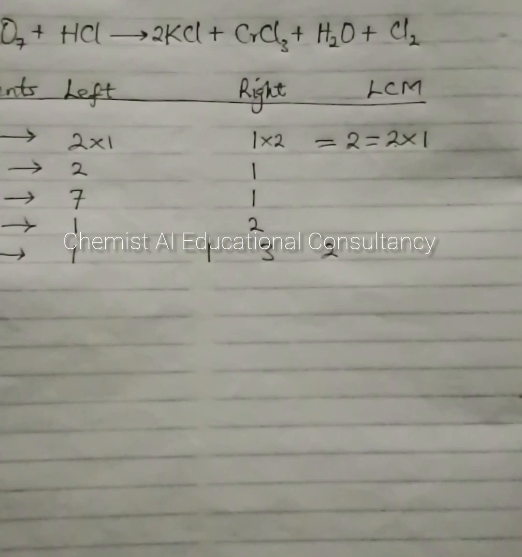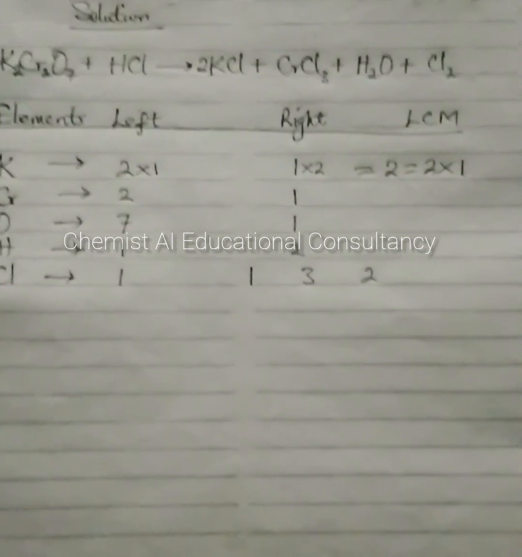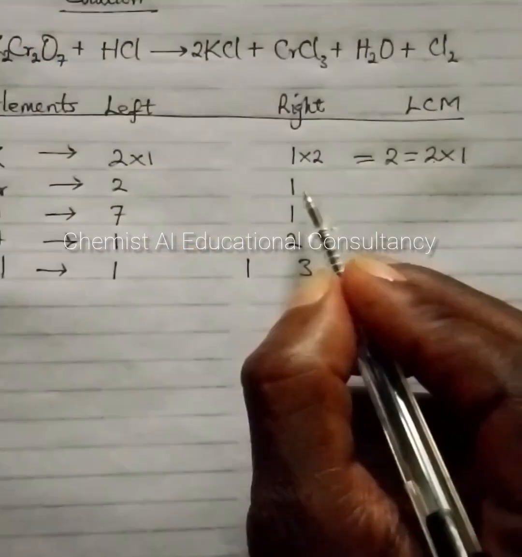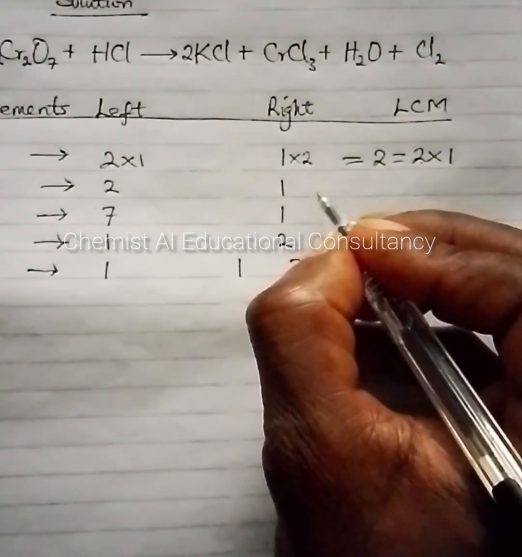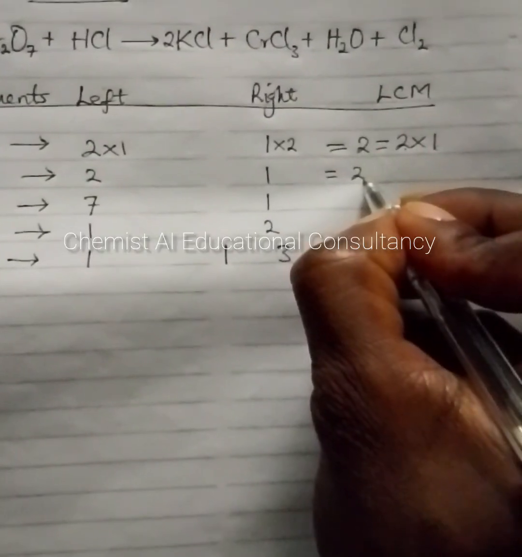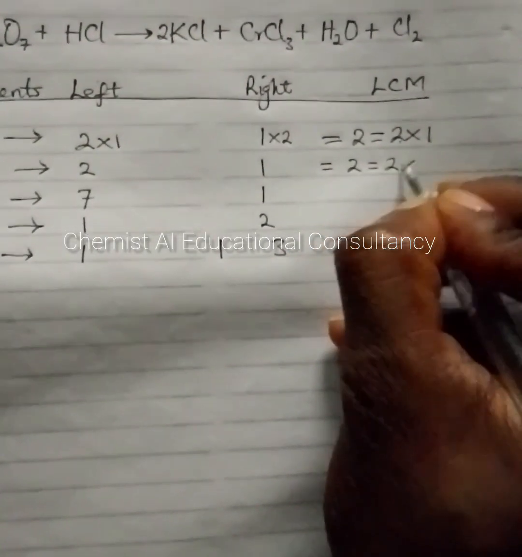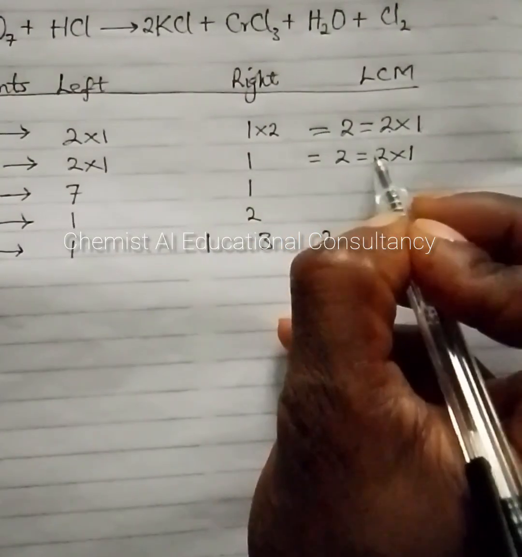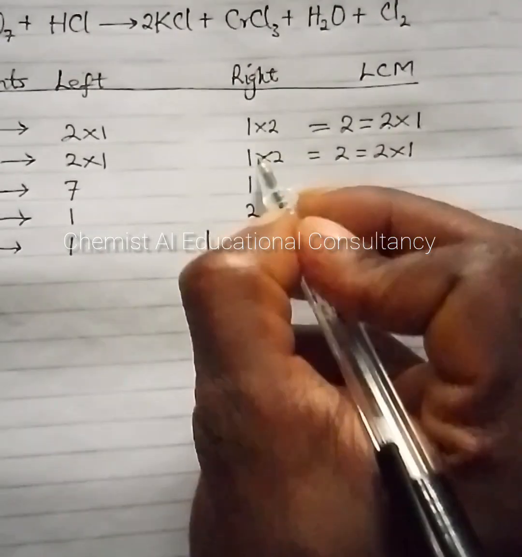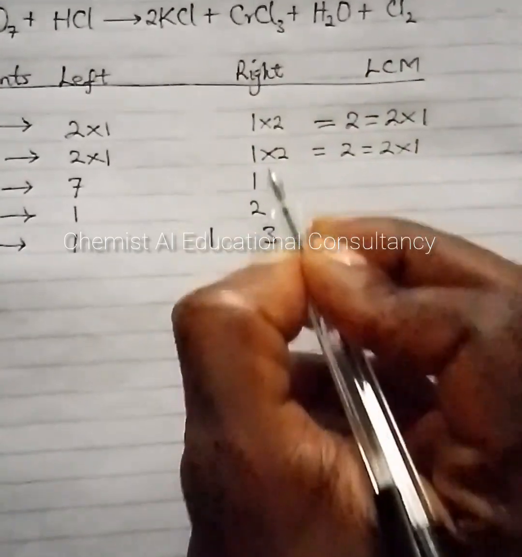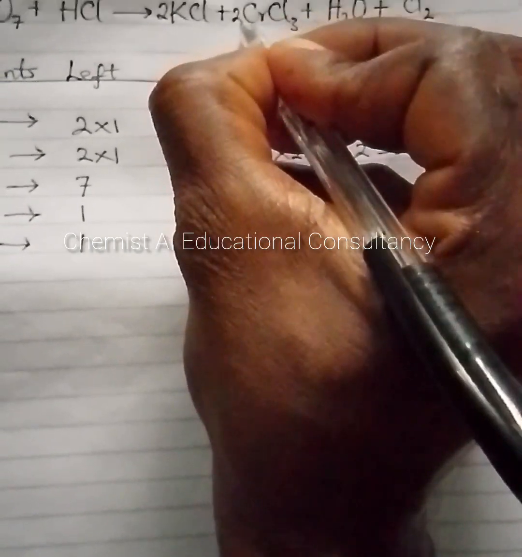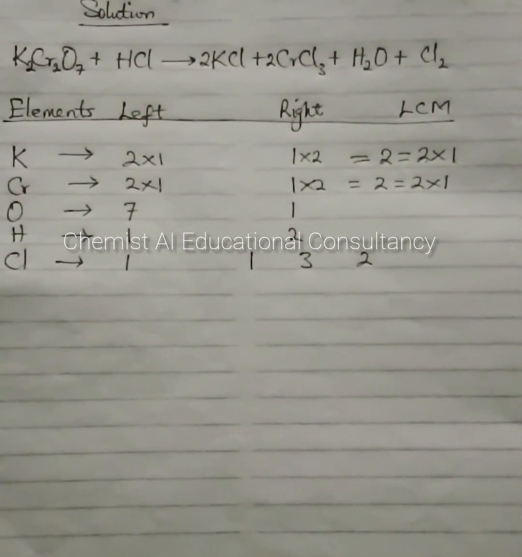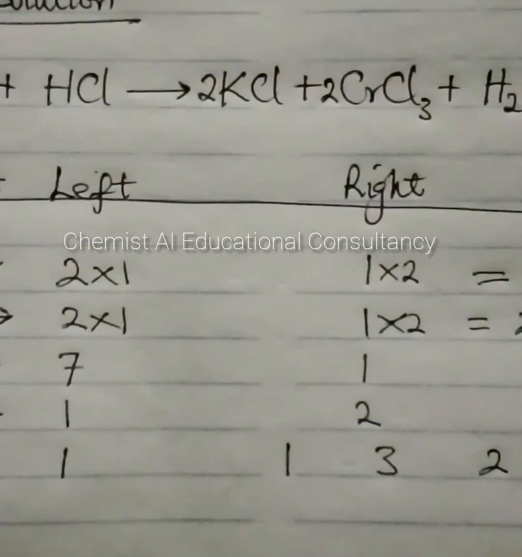2 is going to be written at the right hand side, that is at the back of potassium chloride, to balance potassium. The next is chromium. The LCM of 2 and 1 is also 2, and this 2 means 2 times 1. There is 2 at the left, you multiply it by 1, and the 1 at the right you multiply by 2 to get the same number. Because of that, you go to the right and say 1 times 2 by writing 2 at the back of the compound in order to balance chromium. Chromium is now balanced: 2 at the right, 2 at the left.